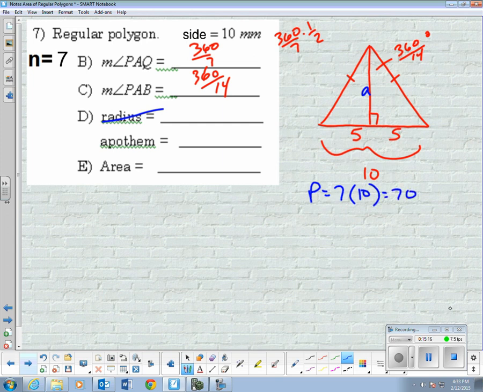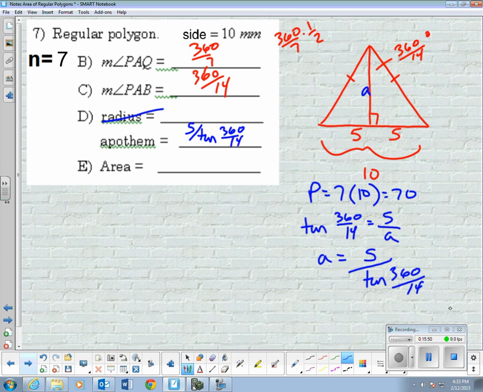I'm going to need trig. So that's adjacent and that's opposite. So that means I'm going to have the tangent of 360 over 14 equals opposite, which is 5 over adjacent, which is A. So remember that I can interchange the extremes here. So I get my apothem is equal to 5 divided by the tangent of 360 over 14. So over here, I can even write in apothem as 5 divided by the tangent of 360 over 14.